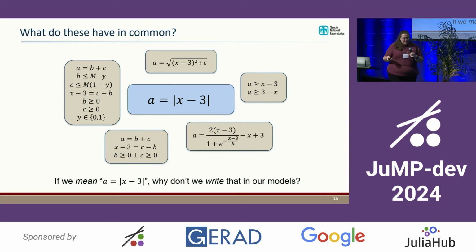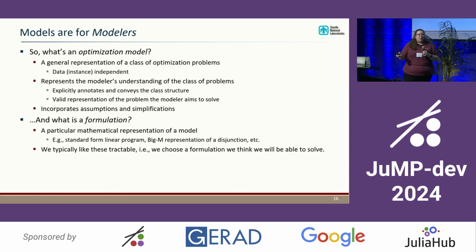So if we mean A equals the absolute value of x minus 3, why do we have all of these different formulations? Why don't we just write absolute value directly in our optimization problem? And it's this question that has inspired a lot of the development and design that's gone into Pyomo around distinguishing between what we mean when we talk about an optimization model, and what we mean when we talk about an optimization formulation.